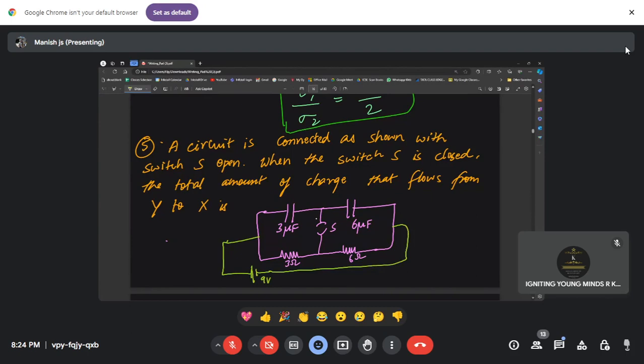Okay, this is the circuit connection. So the point X is here, and this is point Y. That is the figure. So this is the figure, children. So this is your circuit.